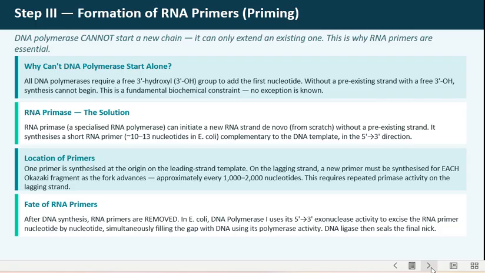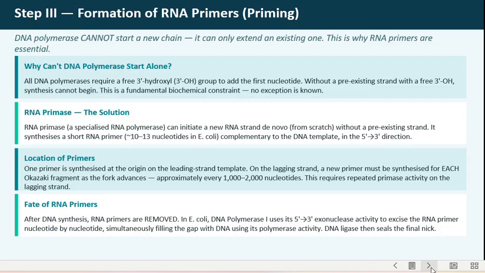We design primers. Now, the solution is that the RNA primase, the enzyme itself, is a specialized RNA polymerase that can initiate a new chain from scratch. But for DNA, we don't have DNA polymerases that can do that. So in nature, an RNA primase is actually used to synthesize a short RNA primer, which is approximately 10 to 13 nucleotides long in E. coli. And so this primer is actually complementary to the DNA template in the 5', 3' direction.